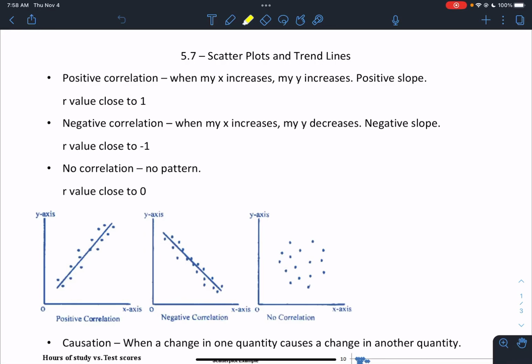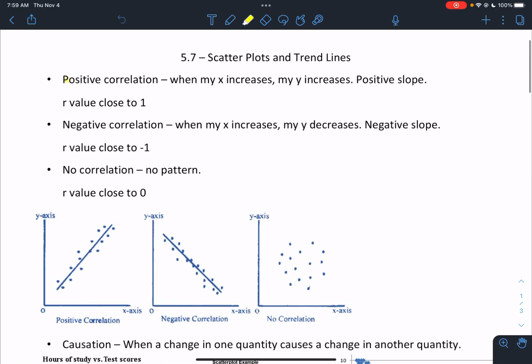Okay, so today we're going to learn about scatter plots and trend lines, or line of best fit is another way of saying it. So just some terms that we'll have up at the top of the page. So whenever we have a scatter plot, we can notice different trends.